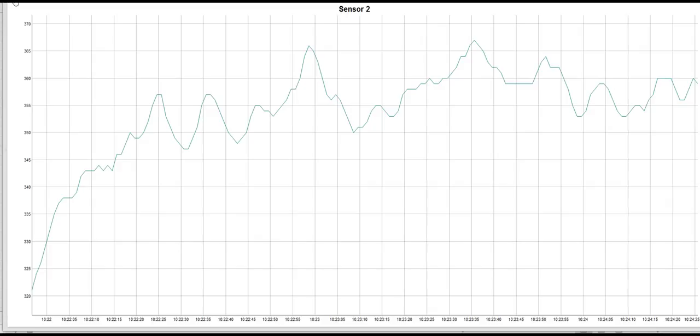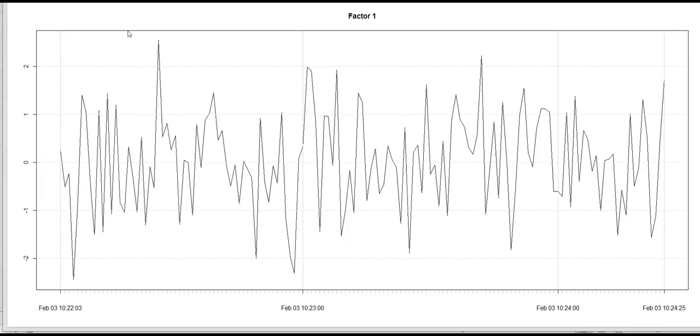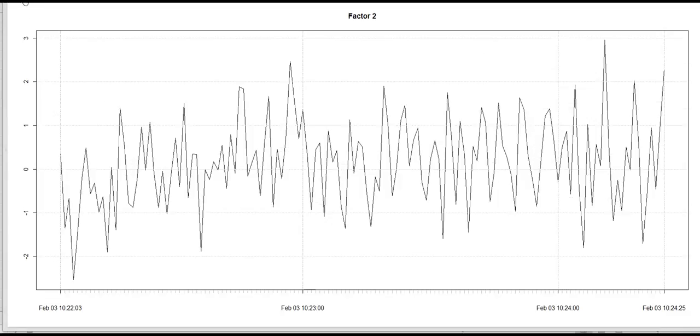The extracted factors, in our case 2, look like this. They're scaled and transformed, and here is where the aforementioned untangling happens, where the factors can possibly be identified for different dynamics of the system.